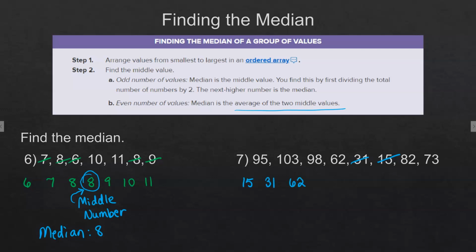62, let me mark that out, 62, 73, and 82, 95, 98, and then 103. 1, 2, 3, 4, 5, 6, 7, 8. Count them again. Make sure you got all the numbers. As you can see, I kind of quit marking out sometimes when I get to the end of that.